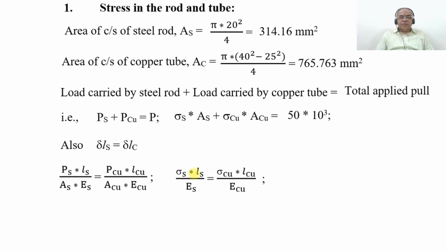But we know LS is equal to LCU, so naturally that is going to get cancelled. So sigma S by ES is equal to sigma CU by ECU. Now substituting the Young's modulus of steel and the Young's modulus of the copper tube, sigma S by 2 into 10 to the power of 5 is equal to sigma CU by 1 into 10 to the power of 5. Since LS is equal to LCU, those two cancel. Therefore, sigma S will be 2 times sigma CU. On simplification, you get this.